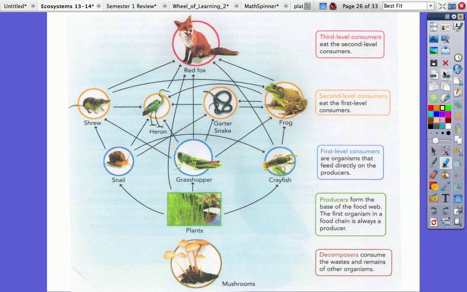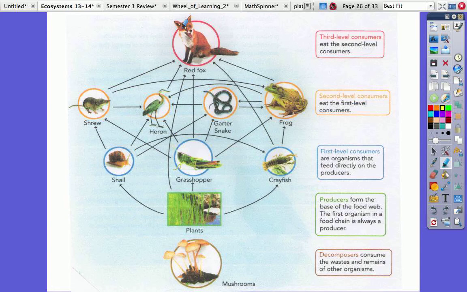Now looking at this, we have a few questions to go over. First of all, let's just look at what organisms we have. We have only one top predator here. This one top predator is the red fox. If you look right here, all the arrows are pointing to the red fox, yet no arrows are leaving the red fox, which means in this particular food web, nothing is eating or trying to consume the red fox.